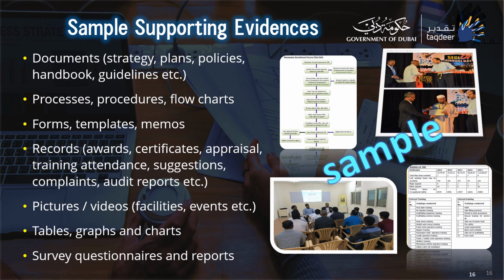Records for awards, certificates, performance appraisals, training attendance, suggestions, complaints, audit reports, etc., are also valuable supporting evidence. Finally, pictures and videos may be used to showcase the company's labor camp, facilities, transportation, events, etc. Kindly choose the most relevant evidence to support your submission. Try to avoid the mistakes made by some of the previous participants who submitted the entire employee handbook each time for different subcriteria elements, instead of only submitting the relevant section of the employee handbook for the specific subcriteria.